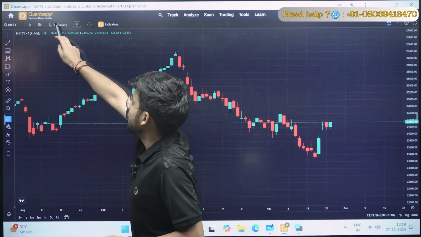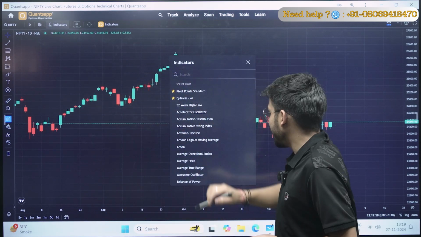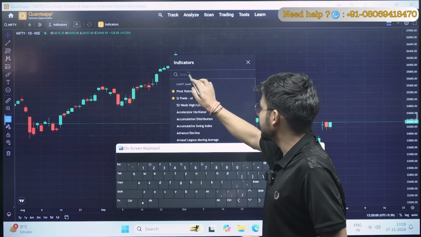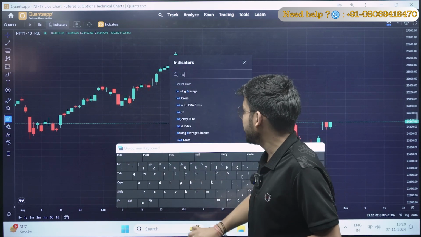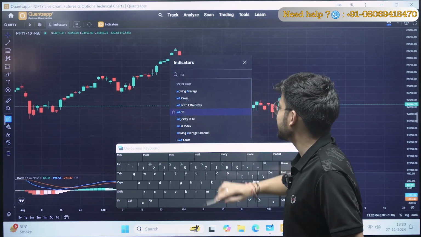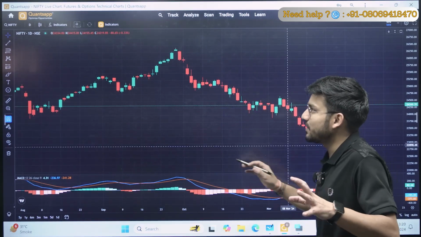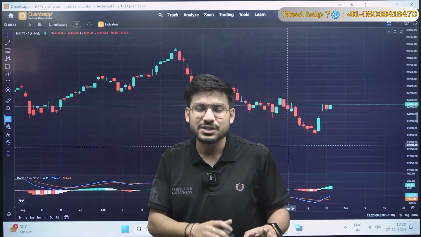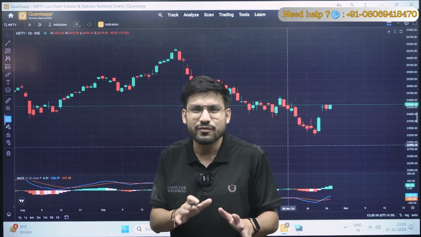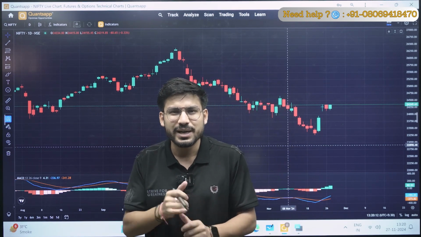Now you have to go to the indicator option, and here I have to type MACD. So I'll type MACD, and you can see this is the MACD. You don't have to play with the settings. Just let them be in the default settings.